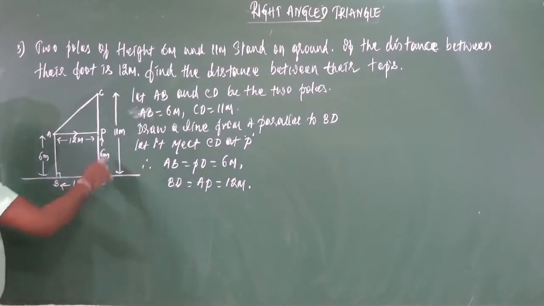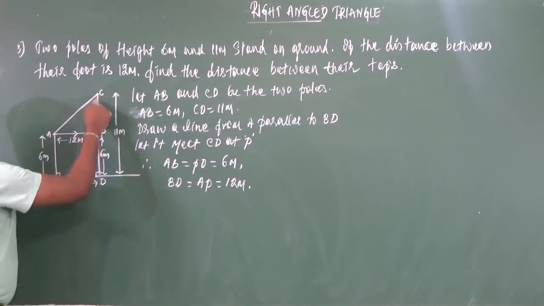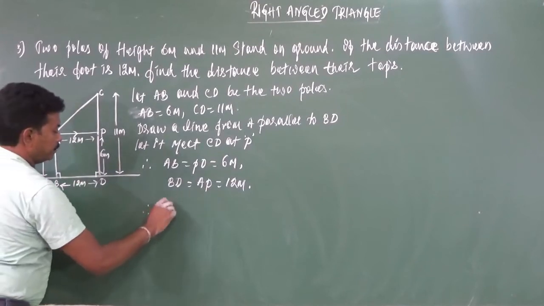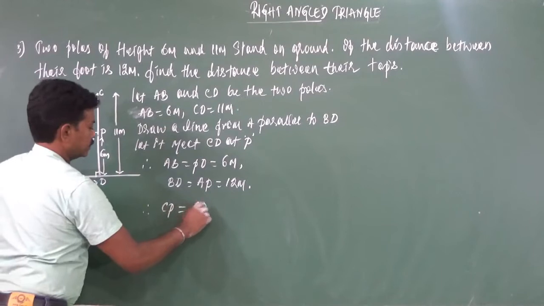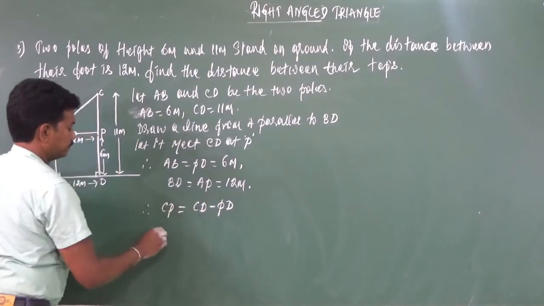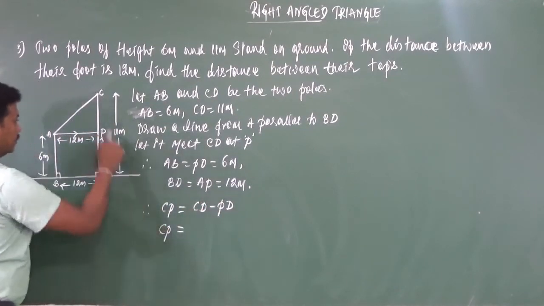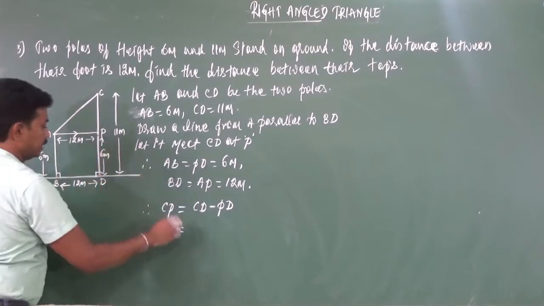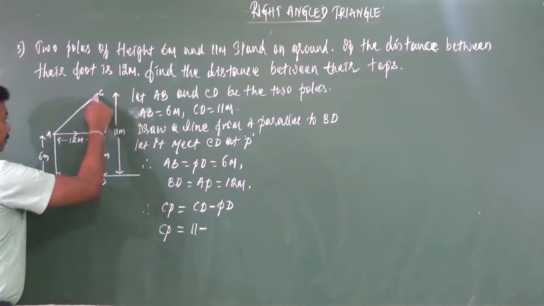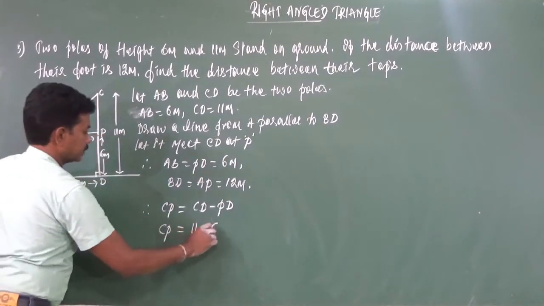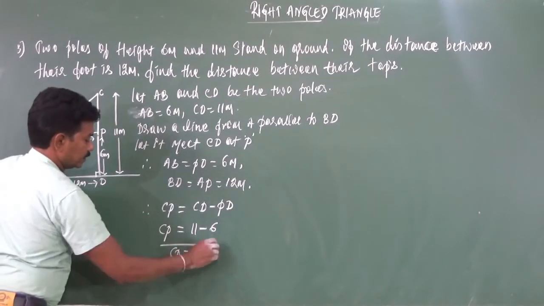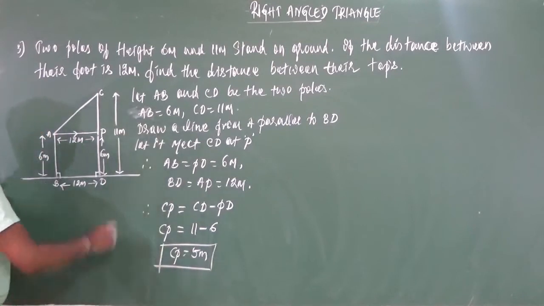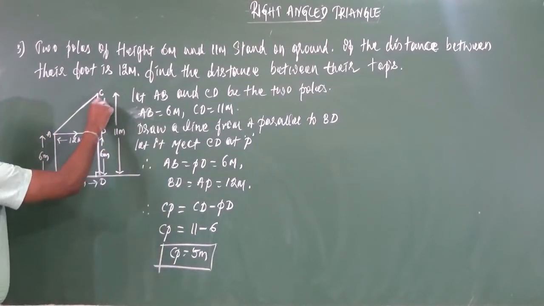We can now easily find out the length of CP. So therefore, CP is equal to CD minus PD. CD is 11 meters, PD is 6 meters, so 11 minus 6 becomes CP is equal to 5 meters. Right, very simple. So this is 5 meters now.